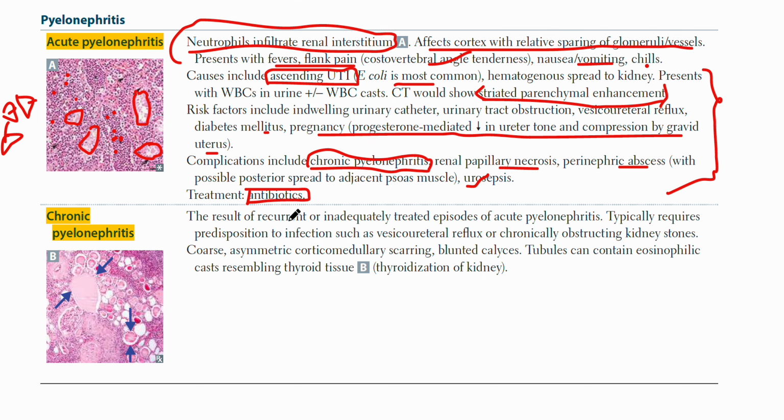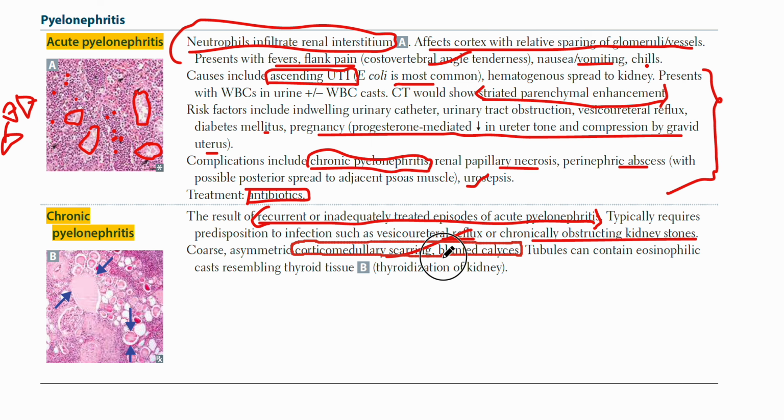So chronic pyelonephritis is a result of recurrent or inadequately treated episodes of acute pyelonephritis. Obviously, there is no other reason for that, and it typically requires predisposition to infections such as vesicoureteral reflux or chronically obstructing kidney stones. So, coarse asymmetric corticomedullary scarring and blunted calyces are seen. The calyces are blunted in this case. You have to remember this: corticomedullary scarring and blunted calyces.